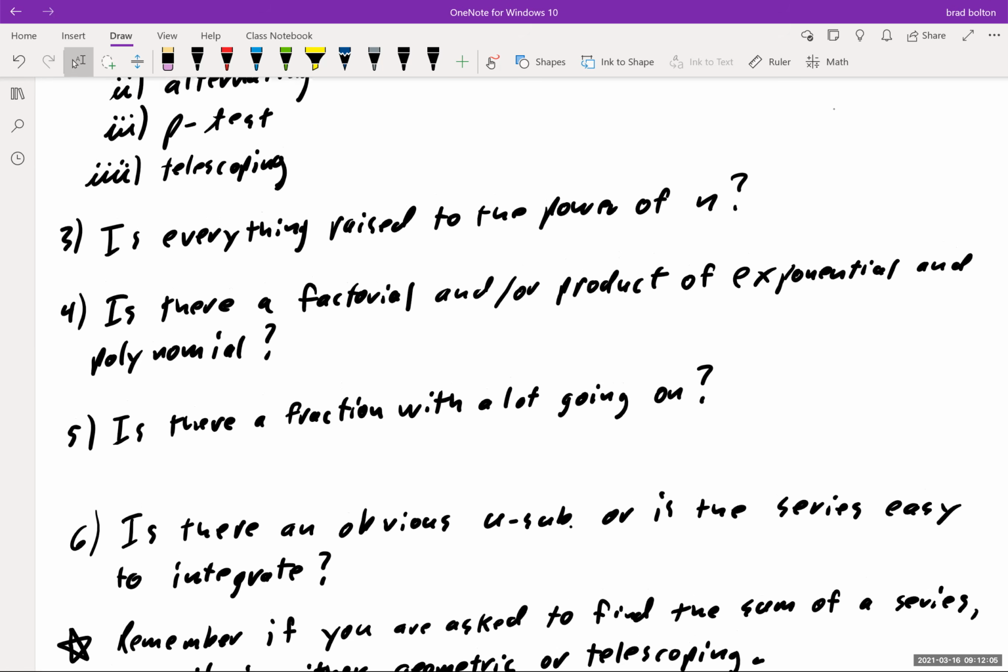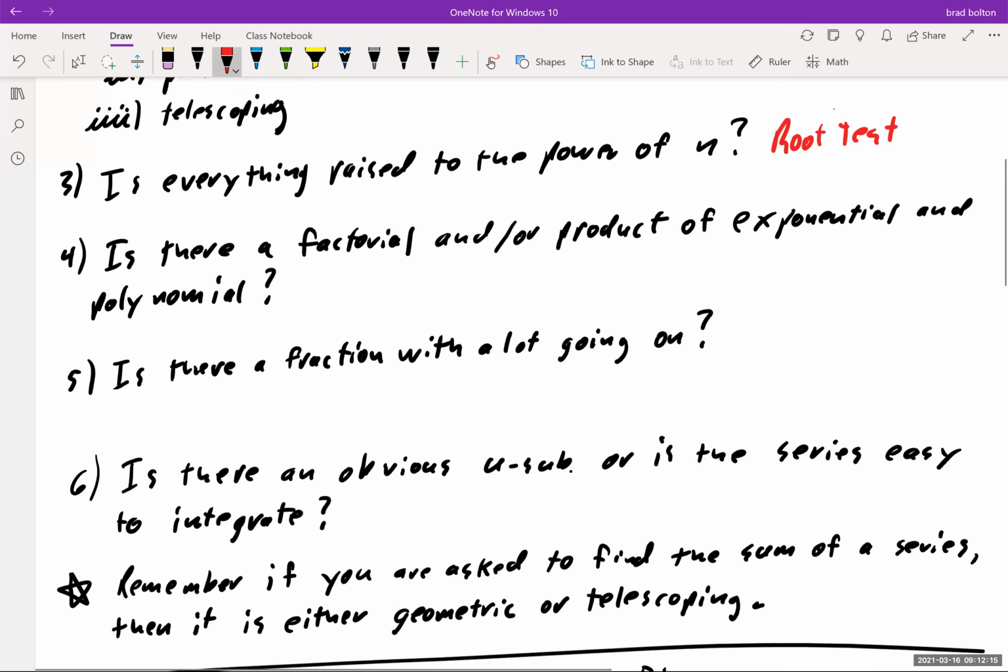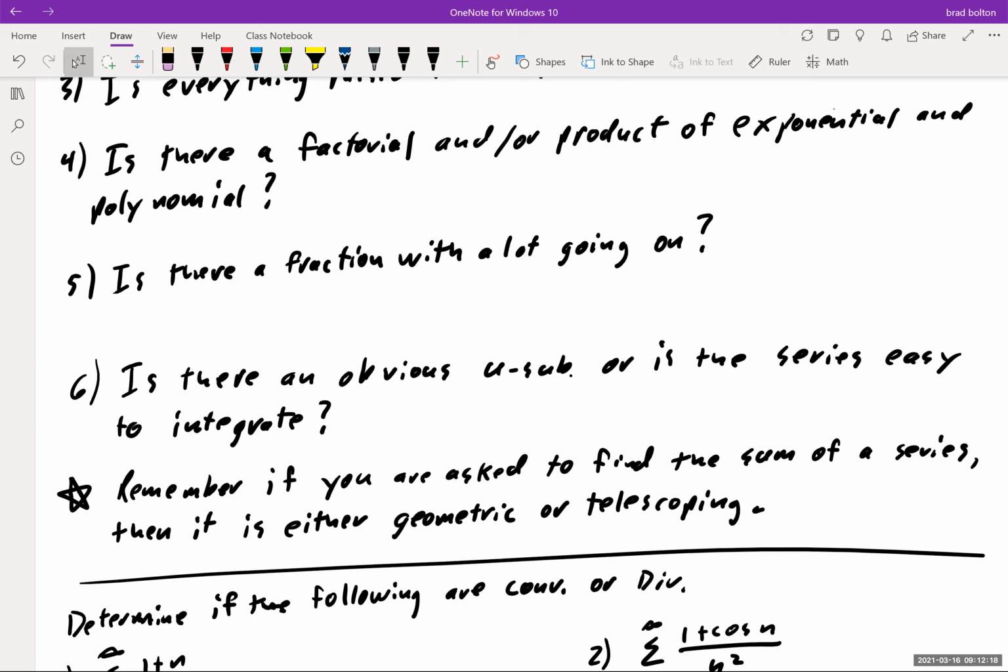Okay, so is everything raised to the power of n? If everything's raised to the power of n, or you have an nth power, you can use the root test, obviously. Okay, so that one's pretty straightforward. And again, the root test is very obvious. Is there a factorial and or a product of exponential and polynomial functions? Okay, so if that's the case, if there's a factorial, normally factorial is a dead giveaway, and or a product of exponential and polynomial, we're going to use the ratio test.